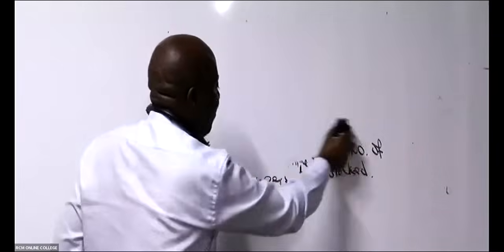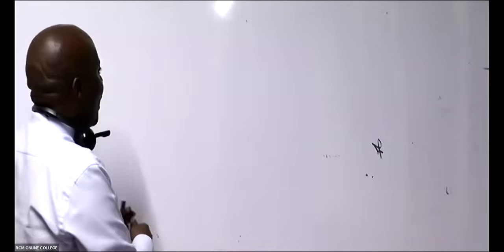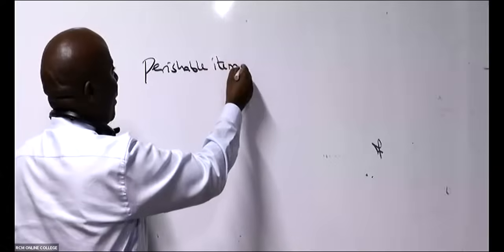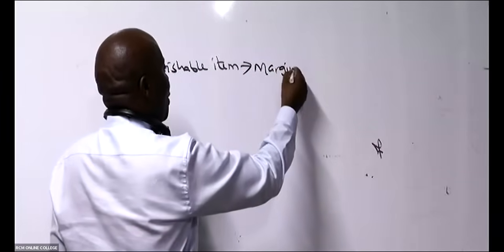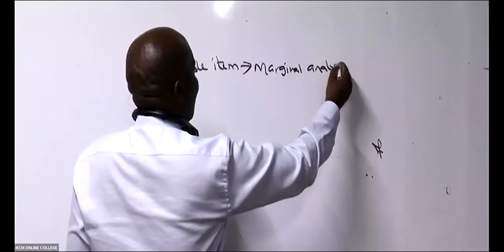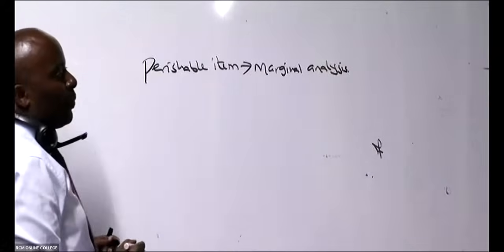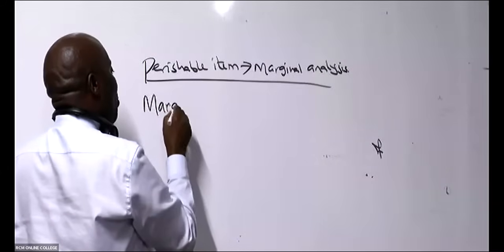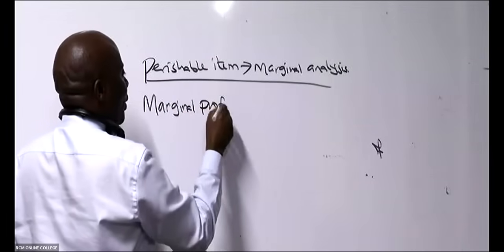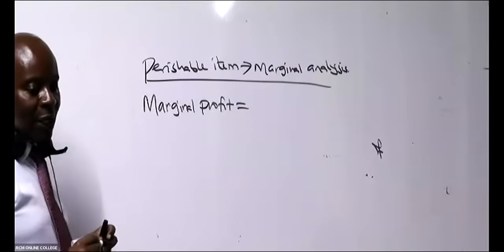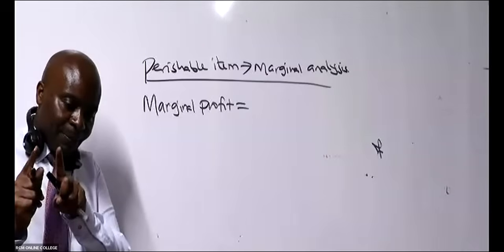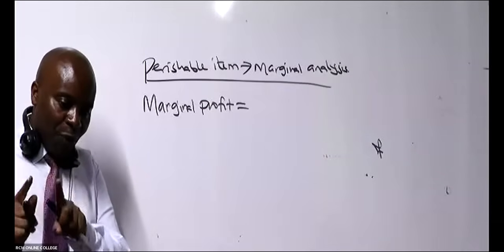So this is a perishable item, and if it is a perishable item, we normally use what we call marginal analysis. Under marginal analysis, you give us what we call the marginal profit. If these newspapers are sold on the very day they are bought, how much profit will this gentleman make?